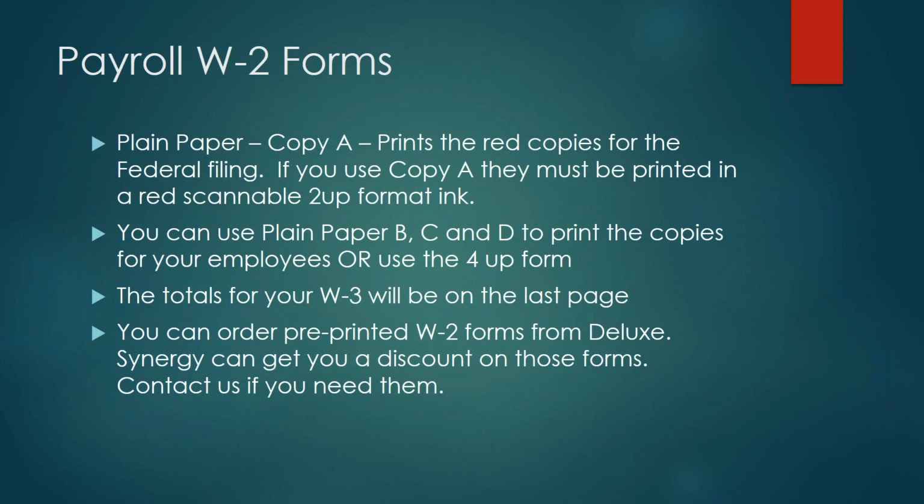Okay, the W-2 forms. Plain paper copy A prints the red copies for your federal filing. If you use copy A, it must be printed in the red scannable 2-up format ink. I currently haven't had any issues with people printing the red copy and it not working with the IRS or SSA. You can use plain paper copy B, C, and D to print the copies for your employees, or use the 4-up form. If you've never used the 4-up form, it puts all 4 of their W-2s on one sheet of paper, so it could save you some paper.